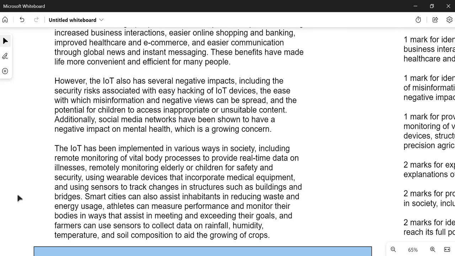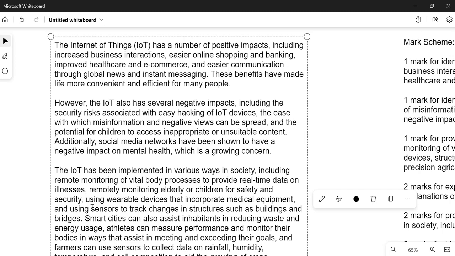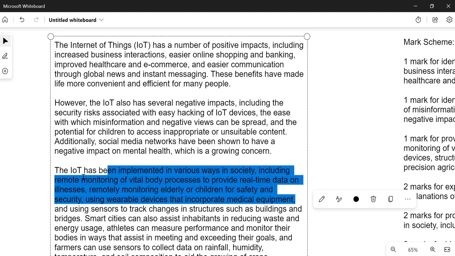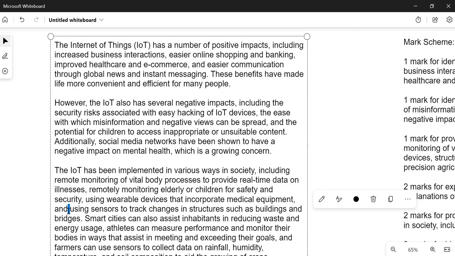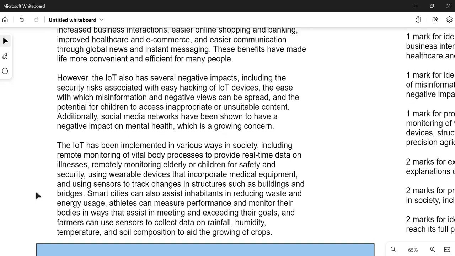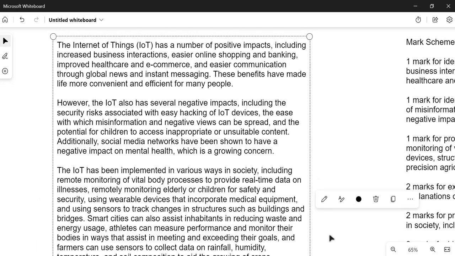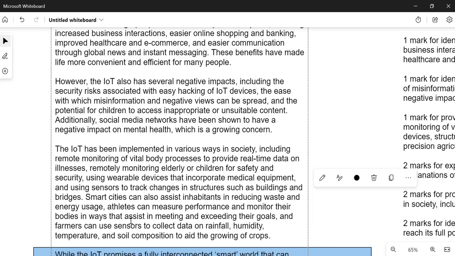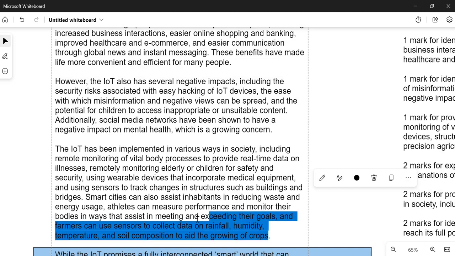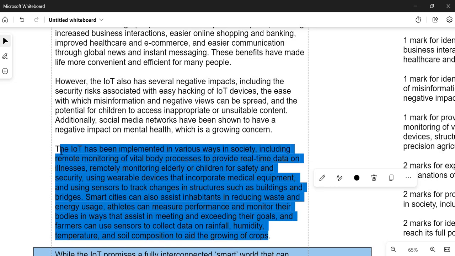We then want to talk about how it's used in society. This is great for all to do with medical. This is not really needed. Smart cities, fine. Athletes measuring performance. But again, if I was to do this again, I would probably only give 2 examples and talk about them in a little bit more detail.